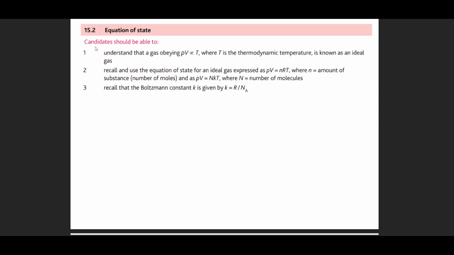Now we move towards the equation of state. First, the idea starts from O levels, which is PV proportional to T, where T is the thermodynamic temperature. When we talk about the thermodynamic temperature, we are actually referring to the Kelvin scale, and not talking about degree centigrade or degree Fahrenheit. So, starting with this basic idea, PV is proportional to T.